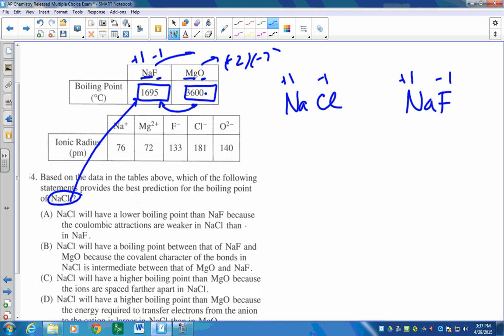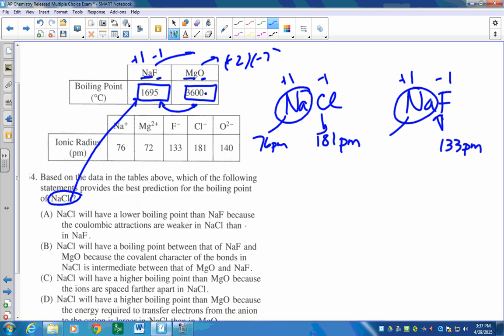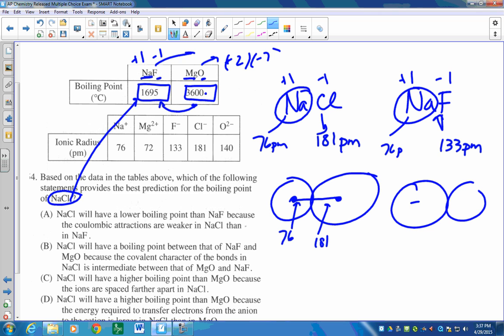So the difference in boiling point between sodium chloride and sodium fluoride must not be a function of their charges, because they're the same. It must be a function of the distance. And so what you'll notice is, obviously, this and this have the same size on the chart. This is 181 picometers. This is 133 picometers. This is 76 picometers, and this is 76 picometers. And so ionic radii is the distance between the nuclei. And so this is 76 plus 181, where this is 76, obviously not drawn to scale. This is 133. So what you need to know is that there is a bigger distance between sodium and chlorine than there is between sodium and fluorine, according to the chart.